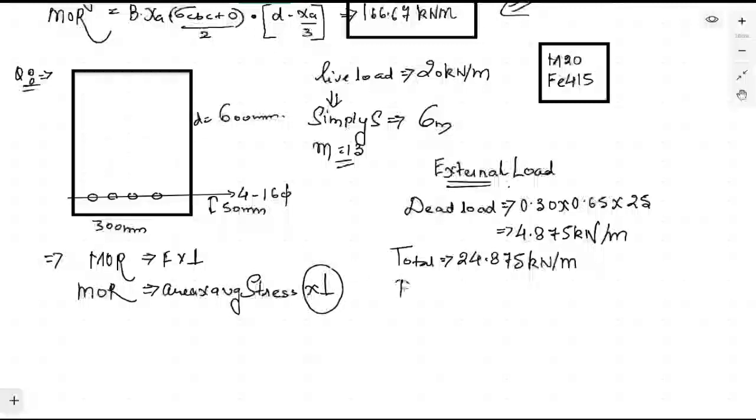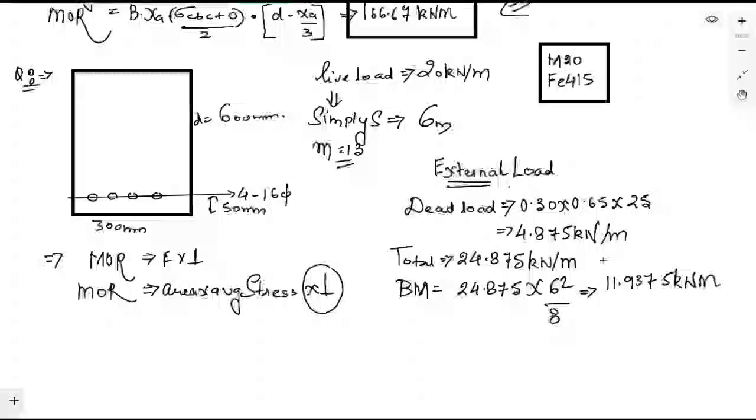Now the bending moment will be equal to 24.875 as the beam is simply supported. It will be having the maximum bending moment at the center. Remember that if the support is something else, then in that case also you have to calculate the maximum moment that will be present anywhere on the beam. We have to design for the maximum moment only. This is W into L square divided by 8. This value will be 11.9375 kilonewton meter. This will be the bending moment.